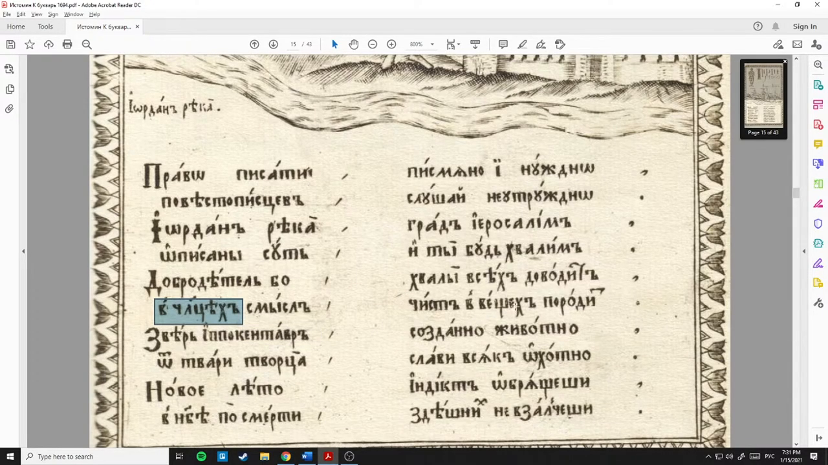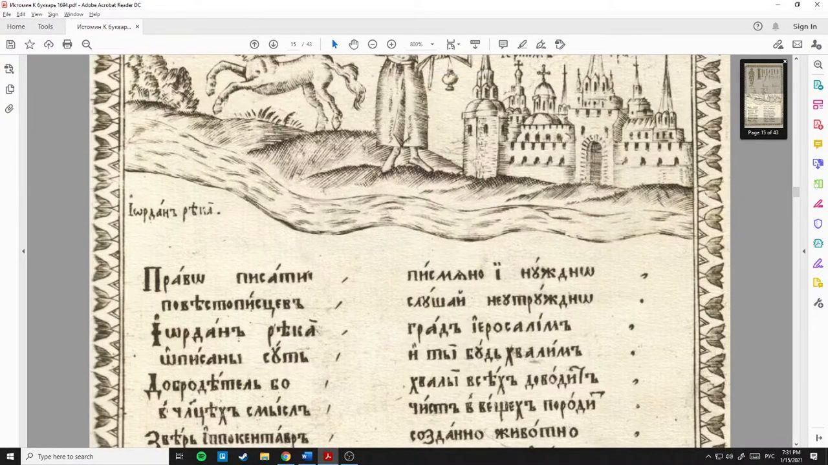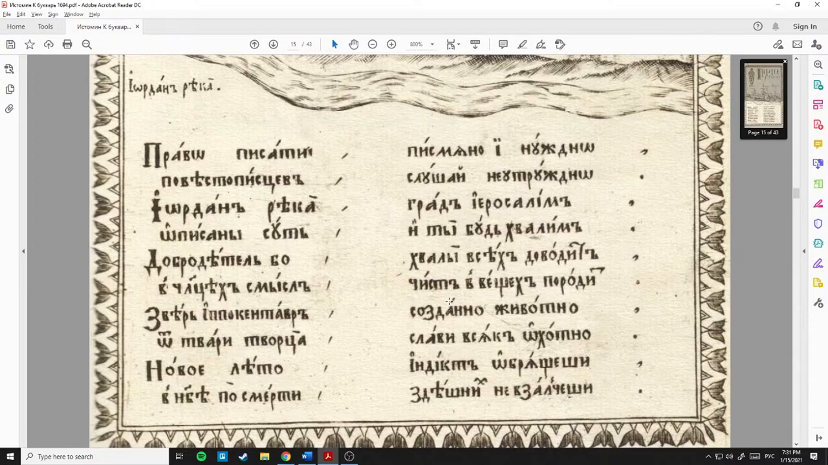Чист вешех. So give birth. Чист, clean. In human meaning, that's clear; in things will give birth. Ah, nice. So it is человек. Цех. Hmm. Зверь, so creature, monster sometimes. So the creature of the centaur. Centaur. Создано, животно, given life, от твари.